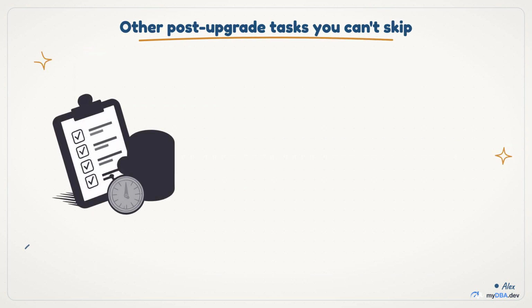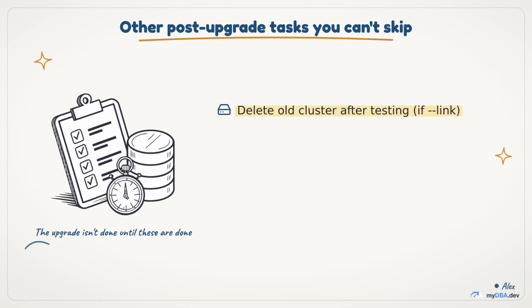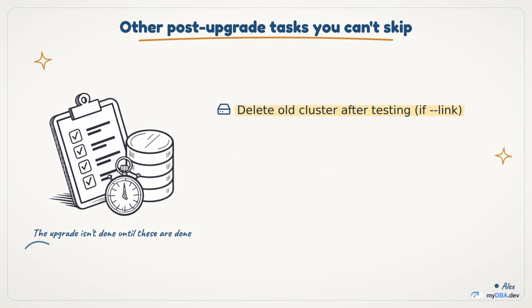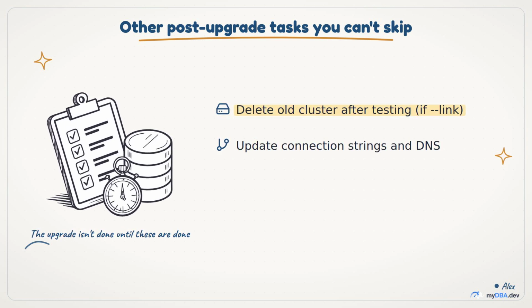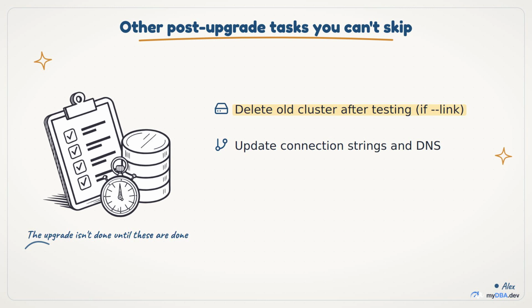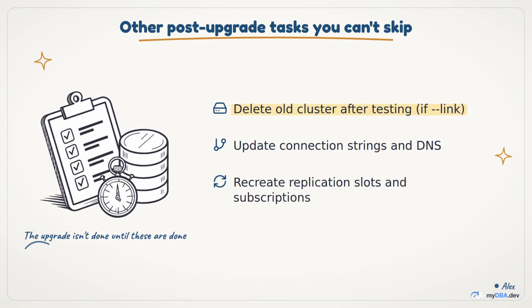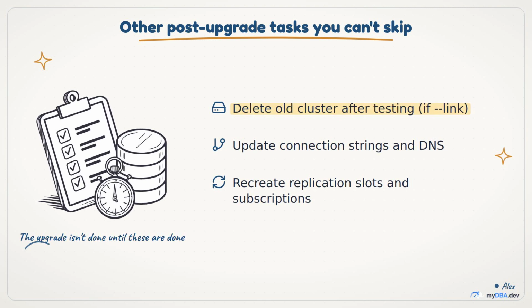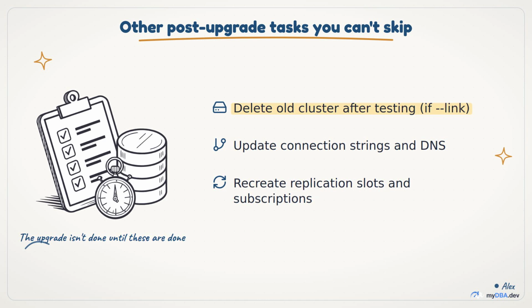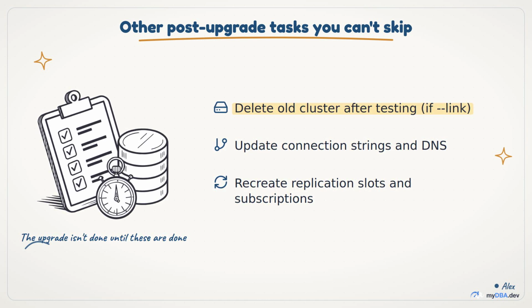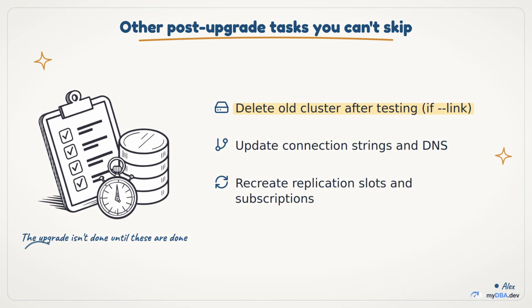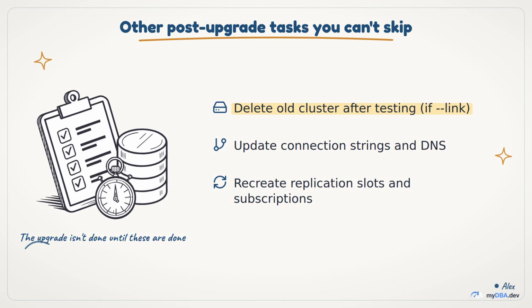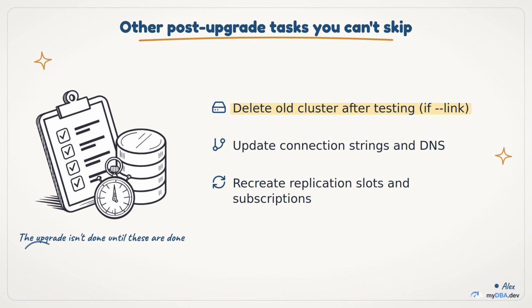A few final tasks. If you used link mode, the old cluster's data directory is still on disk and still consuming space via hard links. Once you're confident in the new cluster, run the delete_old_cluster script that pg_upgrade generates. Update your application connection strings and DNS entries to point to the new cluster. And if you had replication slots or logical subscriptions, you need to recreate them manually. pg_upgrade doesn't transfer those.